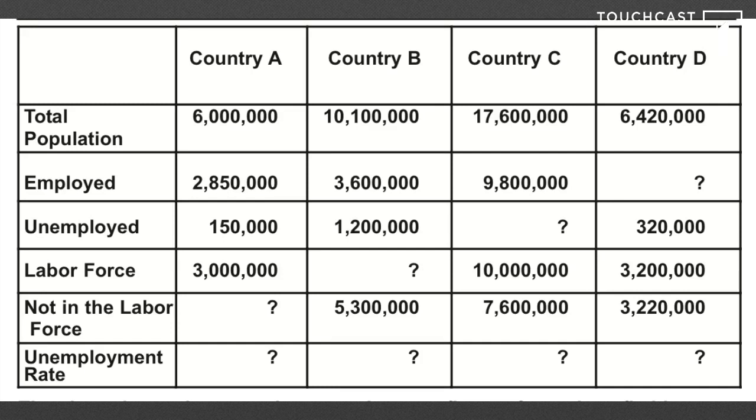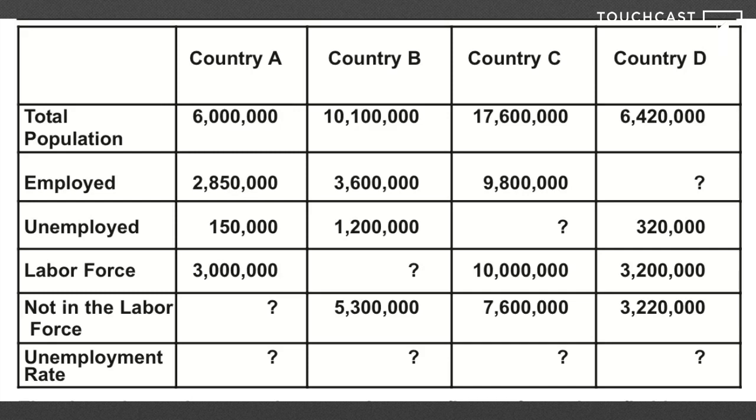But before you do that, you're going to fill in some of the other boxes that are missing. So some of the information you have for each country: you've got total population, the number of people employed, the number of people unemployed, the labor force, and then the number not in the labor force. Depending on which box is missing, you need to fill that one in first for each country. And then you can figure out what the unemployment rate is. Now we'll do the first country together.